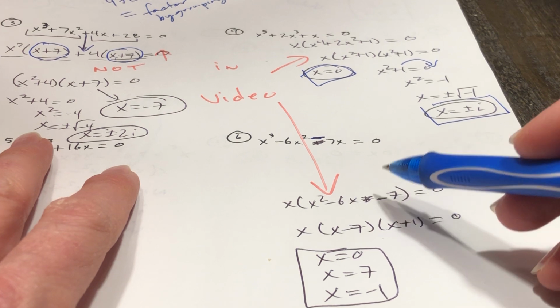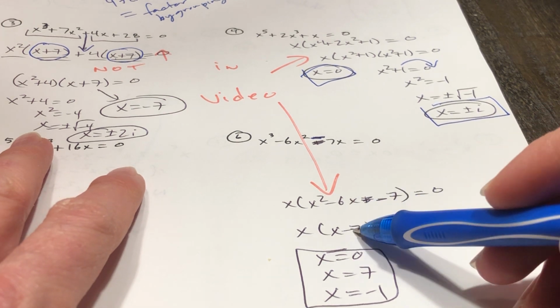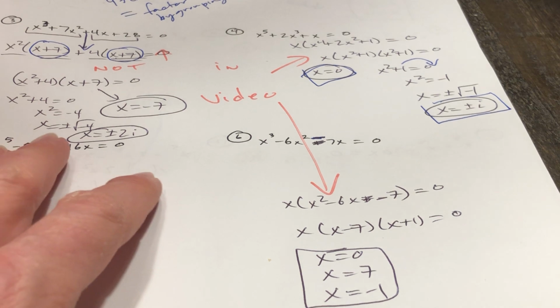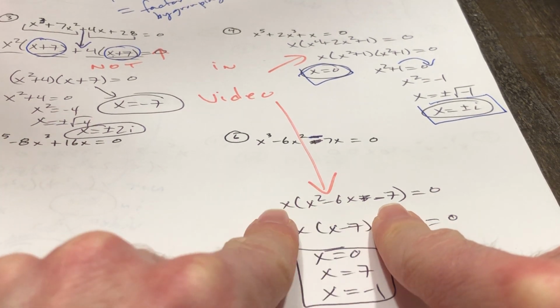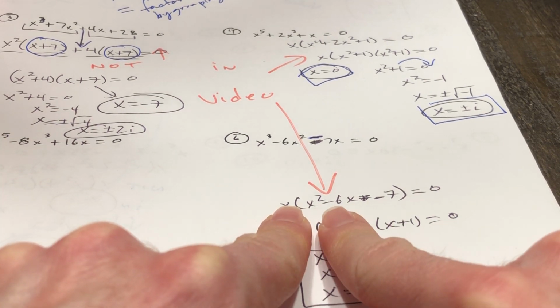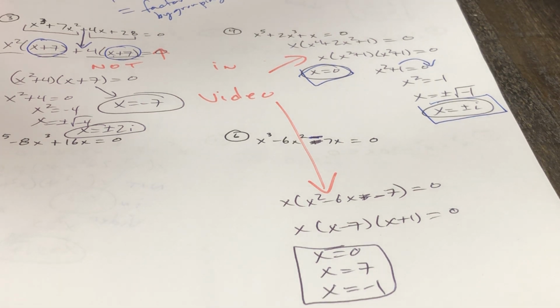Well, it multiplies to 7 and differs by 6. 7 and 1, and the 7 is negative. x equals 0. x minus 7 is 0. x plus 1 is 0. Those are my 3 answers.